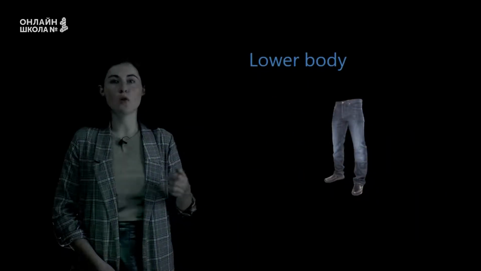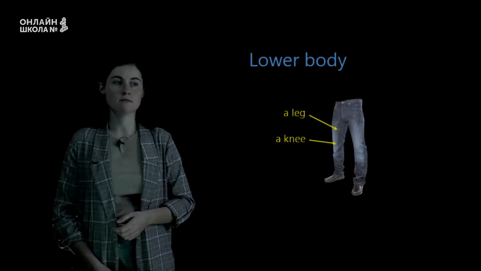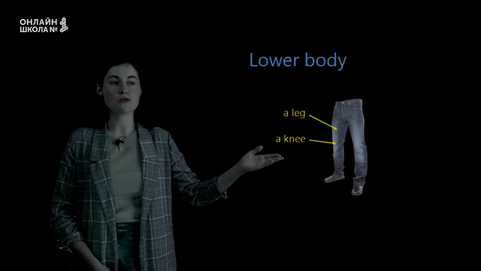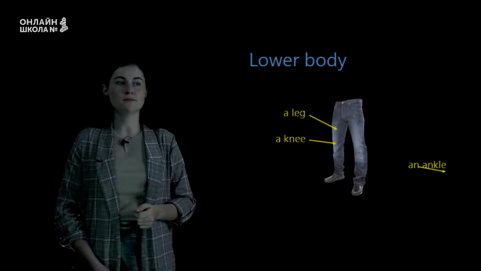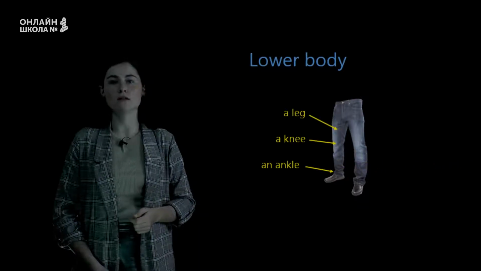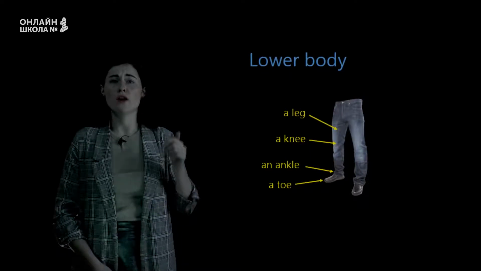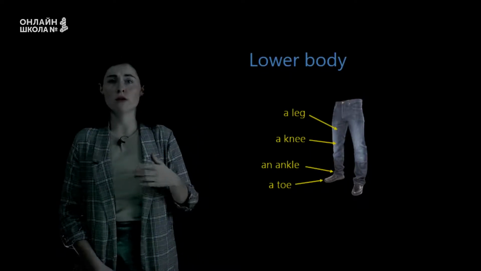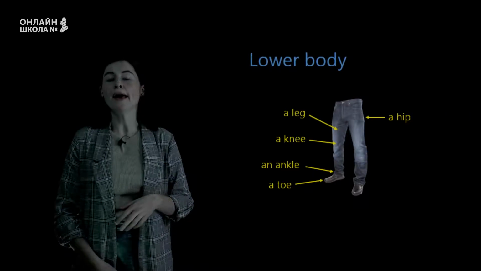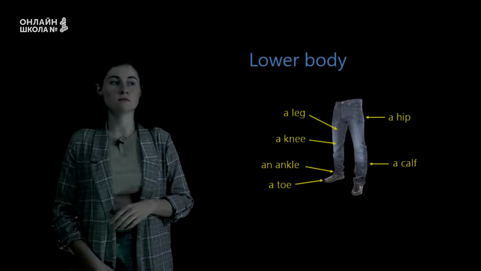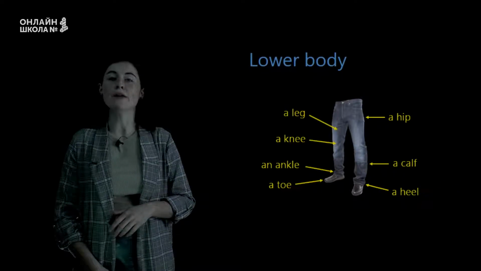Then lower body, a leg, a knee. We don't pronounce the first letter K. A knee, an ankle, a toe. A toe, it's a finger on our feet. A hip. A calf. A heel.